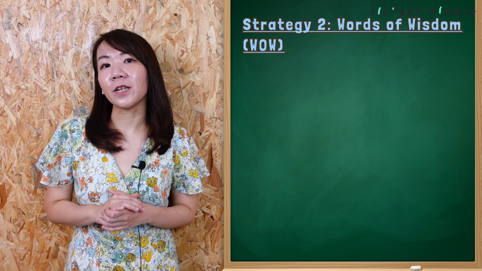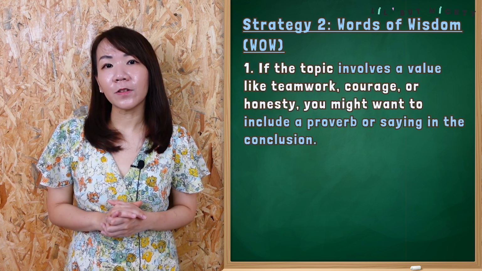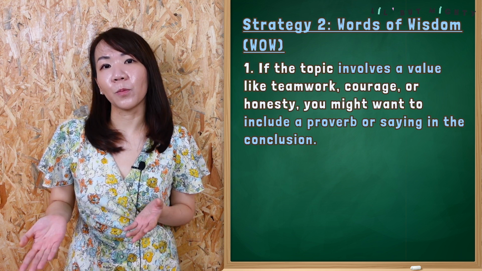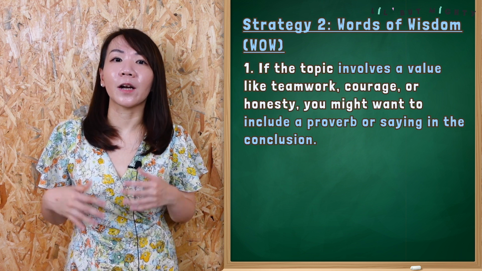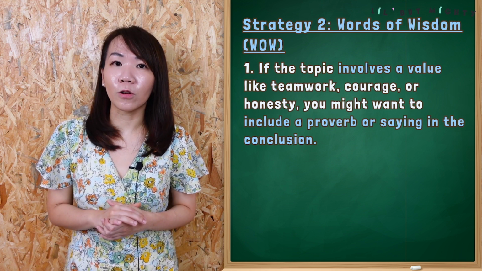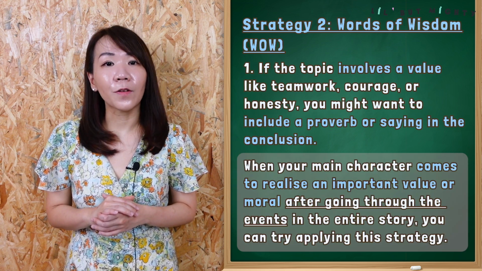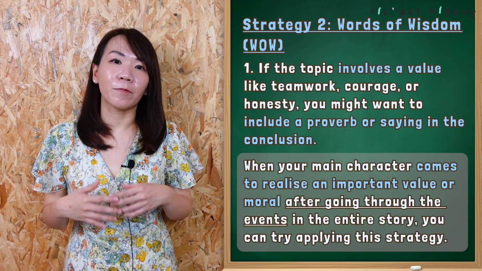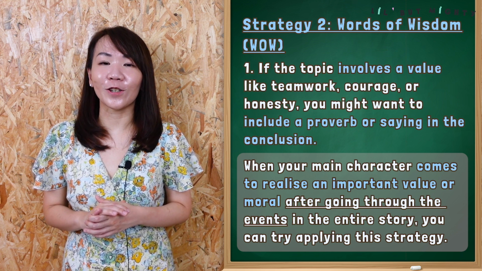The second strategy is what we call words of wisdom, or WOW. If the topic requires you to discuss an important value like teamwork, courage, or honesty, you can try including a saying or proverb in your conclusion. When your main character comes to realize an important value or moral after going through the incidents that have been covered in your story, you can consider applying this strategy.